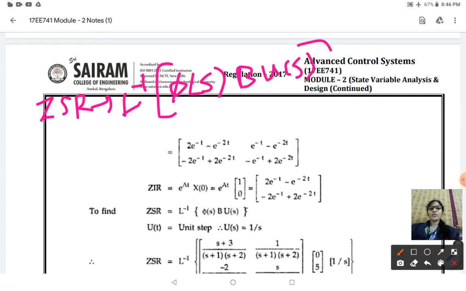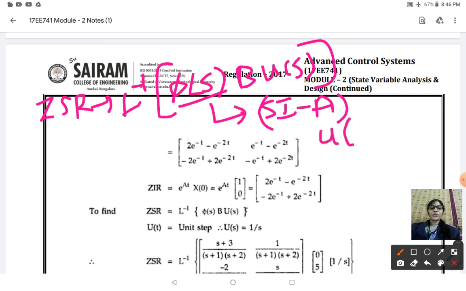So here, what is your phi of s? Phi of s is nothing but (sI minus A) inverse. Now what is your B? B is your matrix, and U is nothing but your unit step input. Unit step input, they had given u of t as 1. Therefore, what is your U of s? U of s is going to be 1 by s.